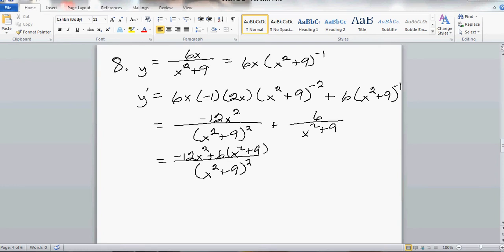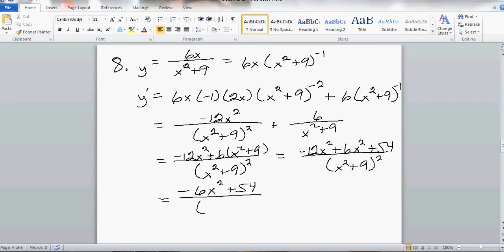And now it's just algebra to clean it up. x squared plus 9 quantity squared down here, and this is negative 12x squared plus 6x squared plus 54. We can combine these two because they are like terms, and so this becomes negative 6x squared plus 54 over x squared plus 9, the quantity squared.